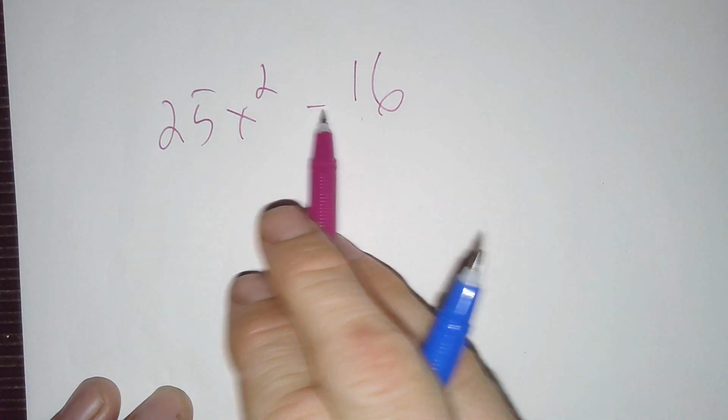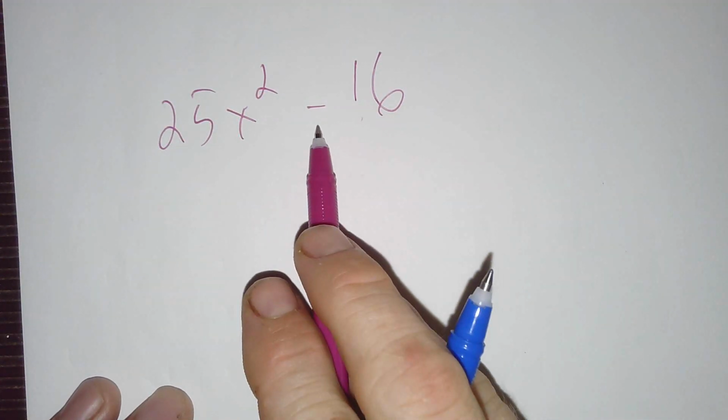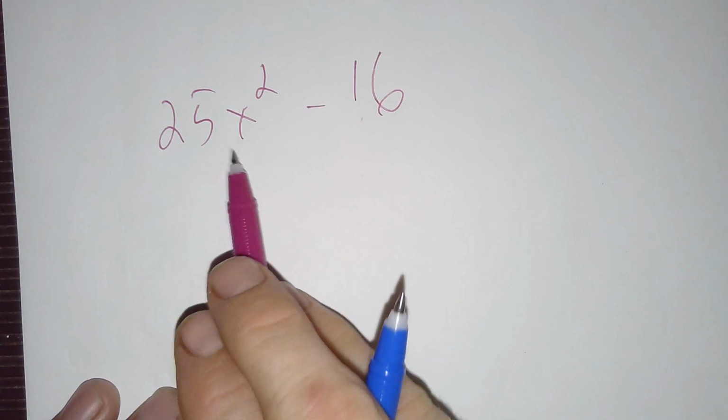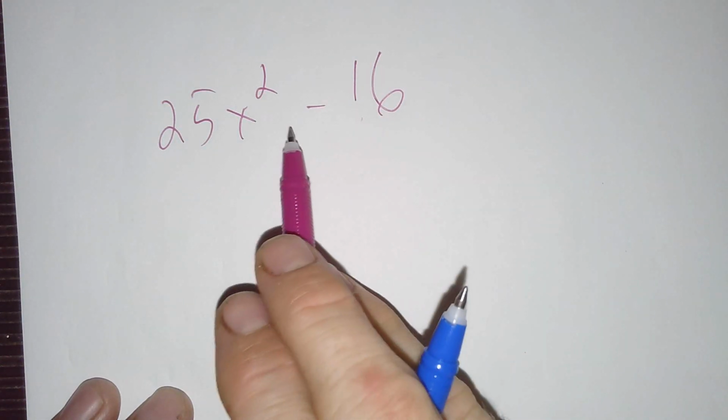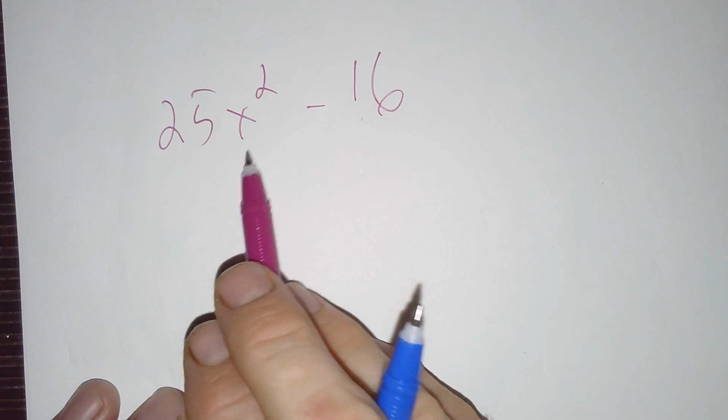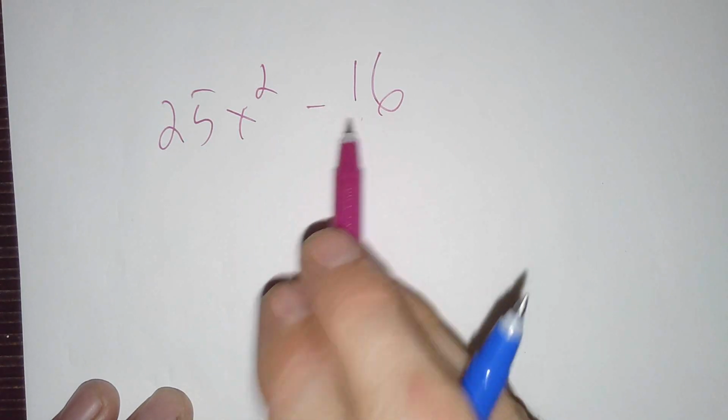Okay, so there are some special cases. One special case is if I have a perfect square like 25x squared minus 16. Right, this is a perfect square and this is a perfect square, and they are separated by a minus sign. So it's this minus this. So the minus is the difference. This is known as the difference of squares, because that's a perfect square and that's a perfect square.